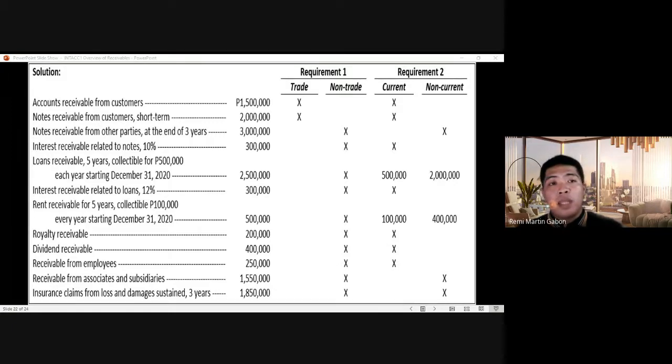So automatically, our interest receivable is non-trade. But because, as I've told you, we have an annual or periodic accrual for interest, we classify them as current. Right? Every year, at the end of the year, we set up an adjustment for accrued interest. So we debit interest receivable or accrued interest, then credit interest income. So the asset is what we debited. So that is a current asset.